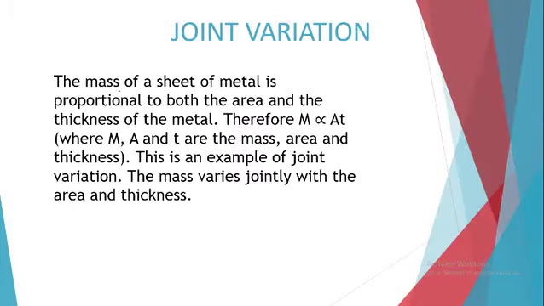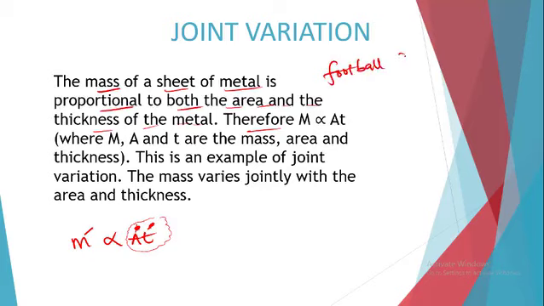Joint variation. The mass of a sheet of metal is proportional to both the area and the thickness of the metal. Therefore, M varies jointly as A and T, where M is mass, A is the area, and T is the thickness of the metal. So we say that the mass of the metal is dependent on the area and the thickness of that metal.